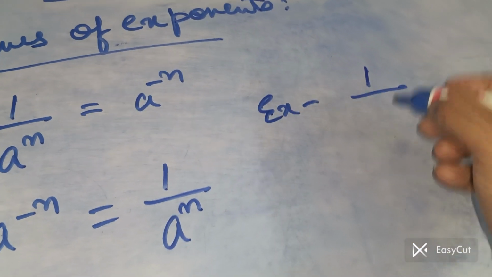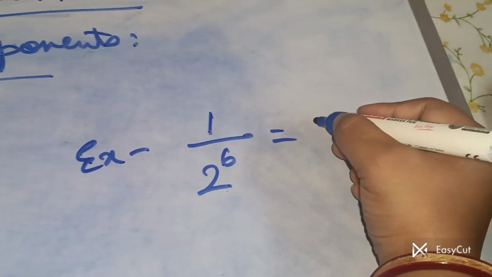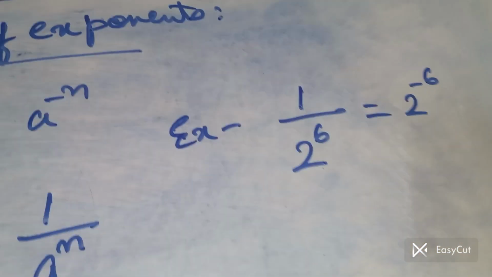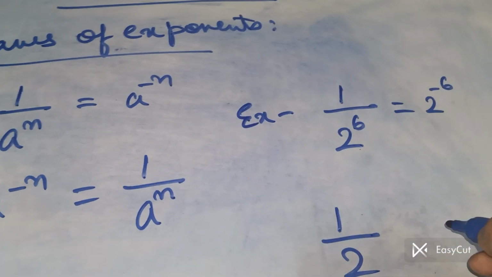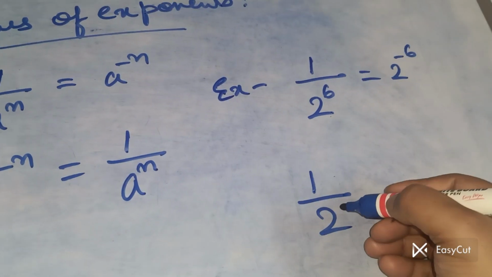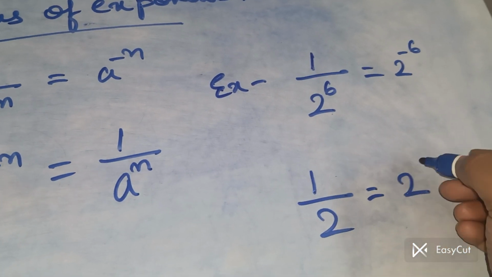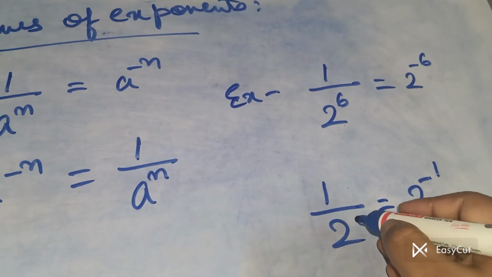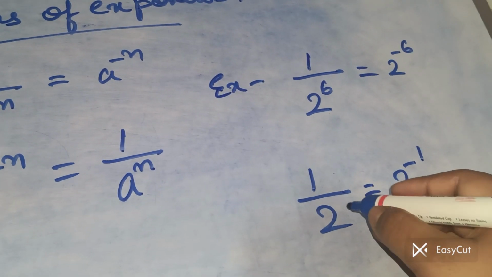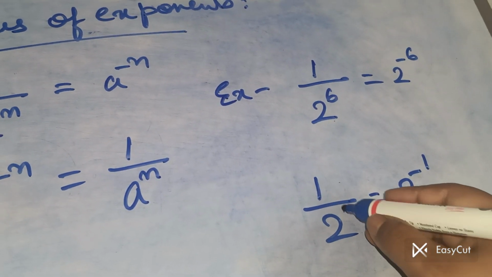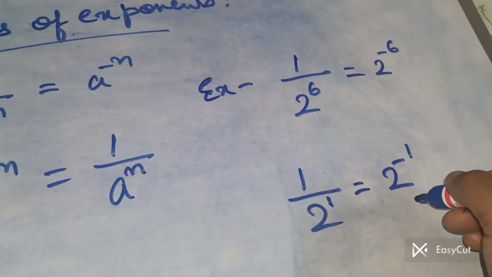Suppose 1 by 2 to the power 6. We will write it as 2 to the power minus 6. Or if it is 1 by 2, here nothing is written, which means 1 is the power. So we will write it as 2 to the power minus 1. When the power is 1, we don't write it, so here it is 1 actually. So 1 by 2 means we can write it as 2 to the power minus 1.